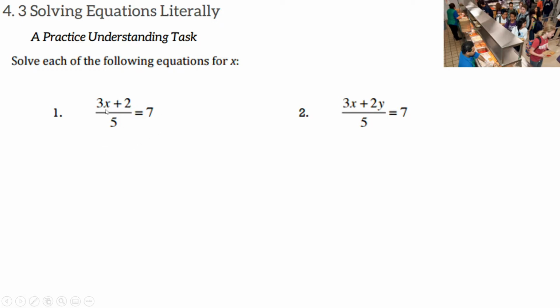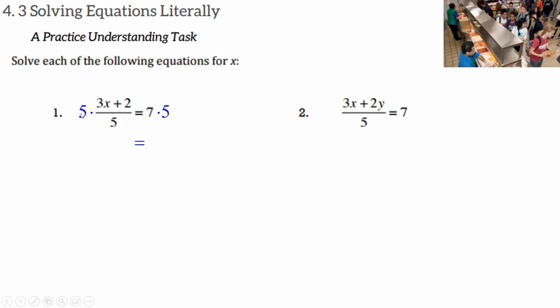And if we're going to solve for this x right here, we're going to have to isolate it. So you need to think about how can you manipulate both sides of this equation to get the x all by itself. Well, do you see that the quantity 3x plus 2 is being divided by 5? The first thing we're going to need to do is undo that division. So let's multiply both sides by 5. And then you just rewrite the equation.